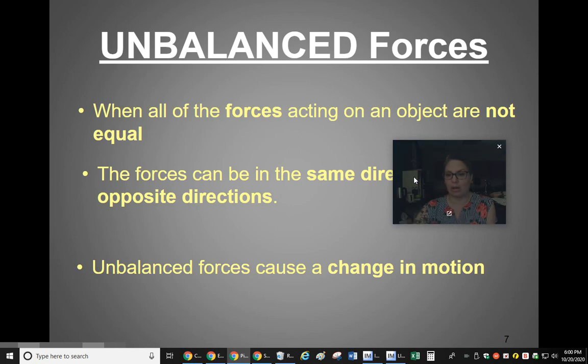Unbalanced forces cause a change in motion. So if me and somebody else were pushing on that table, two different forces, the table's going to move. Without a doubt, if someone is pushing the table up against me and they're stronger than me, that table's going to move backwards.